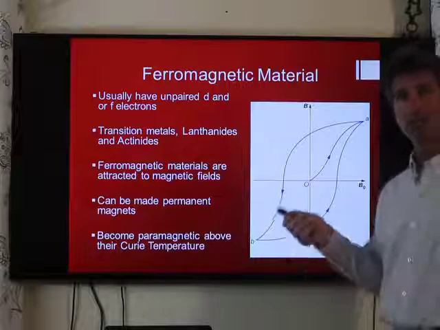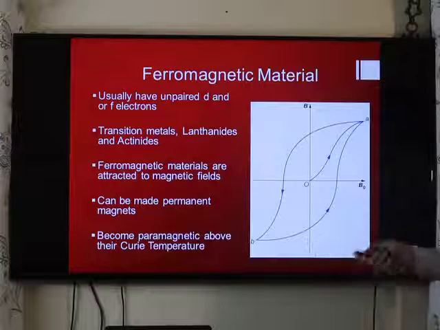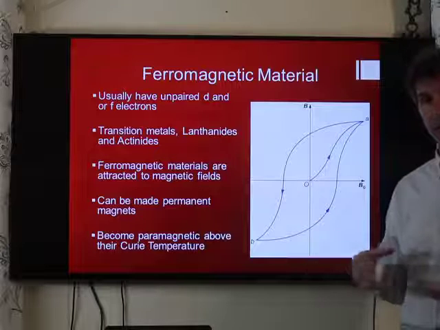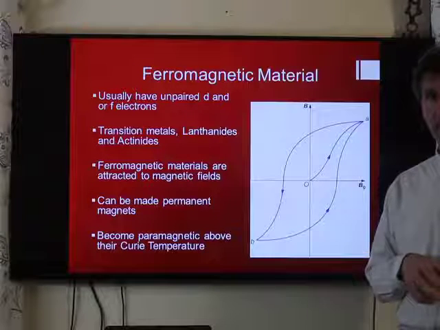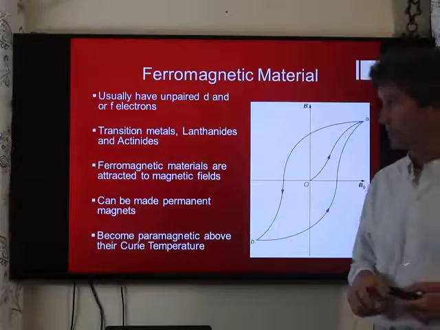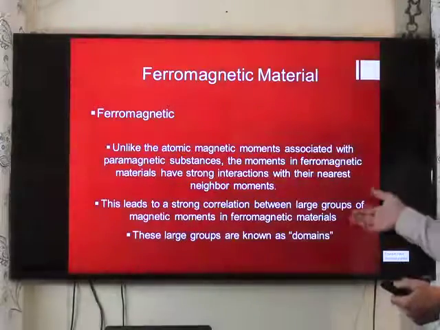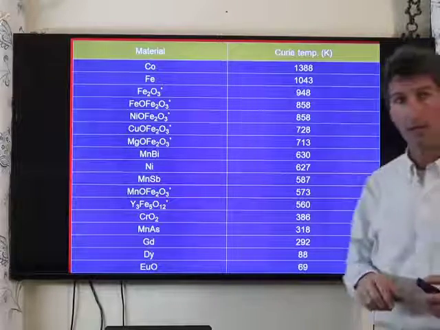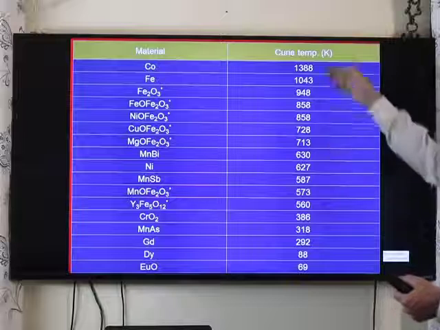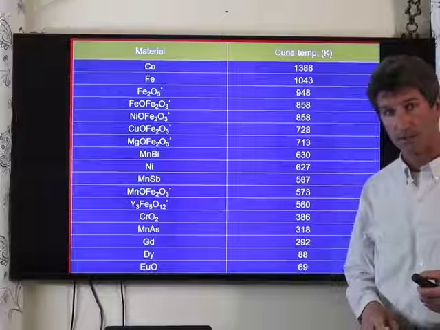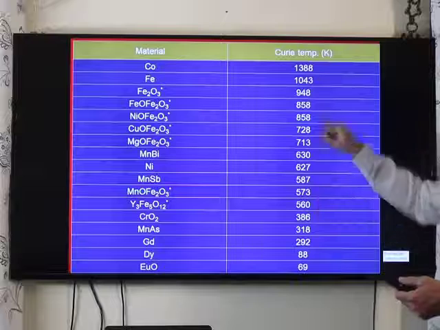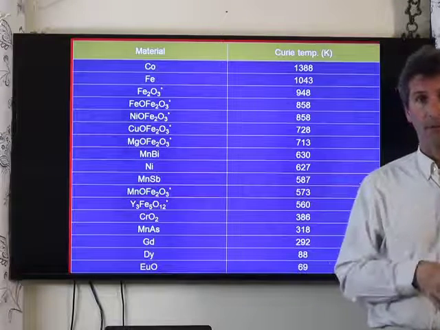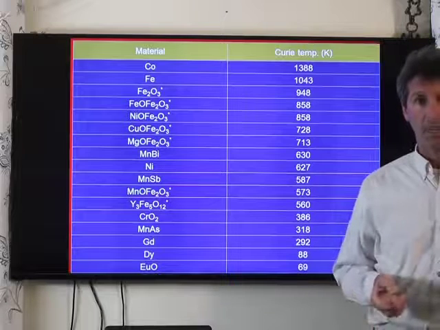Ferromagnetic materials don't necessarily stay ferromagnetic under all conditions. If I increase the magnetic field large enough, they actually transition to become paramagnetic materials. If we heat them up, they will also transition to become paramagnetic, and the temperature at which they become paramagnetic is called the Curie temperature. This is very important because at 1,000 degrees Kelvin, iron goes from ferromagnetic to paramagnetic.